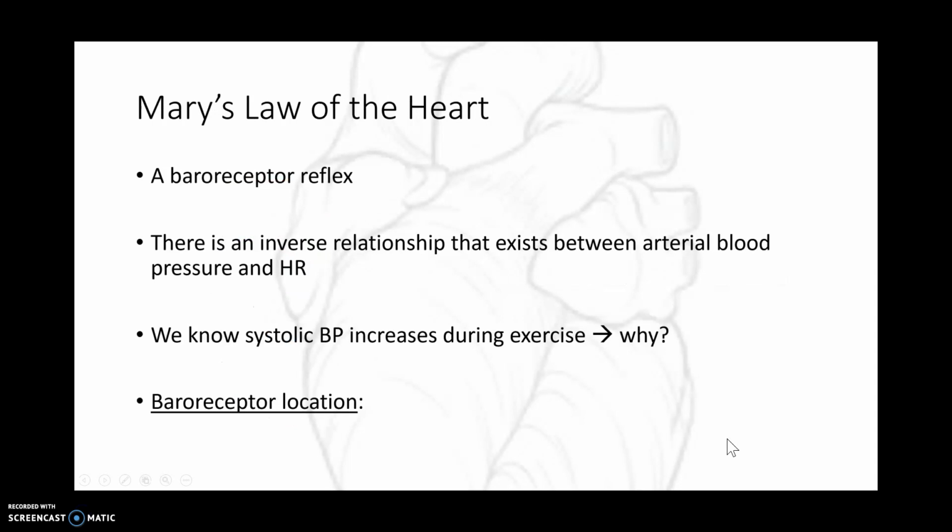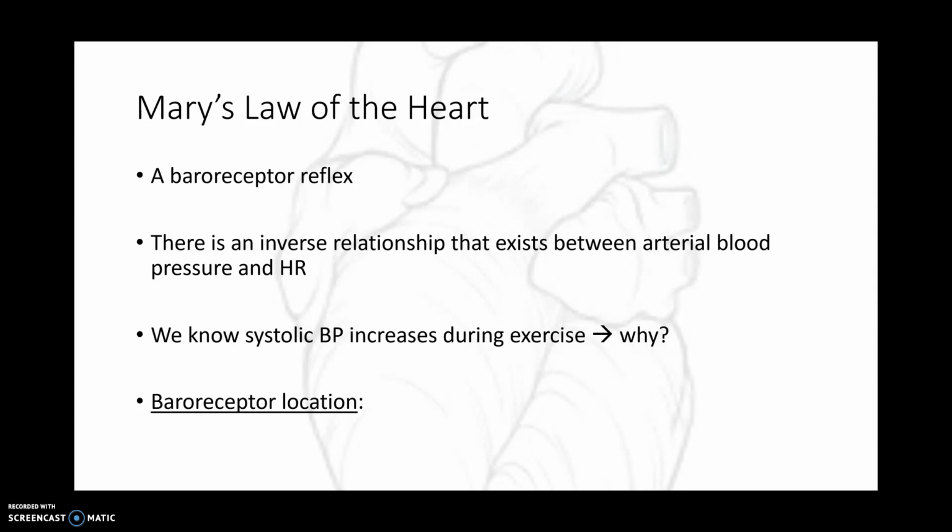Okay, so next we're going to talk about something called Marey's Law of the Heart. So this is considered a baroreceptor reflex. The cardiac accelerator center can be influenced by this. Again, cardiac accelerator center, we're talking about cycle rate. There is an inverse relationship that exists between arterial blood pressure and heart rate.